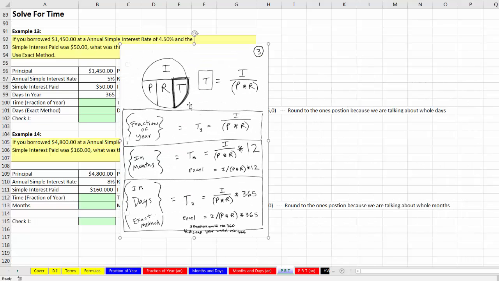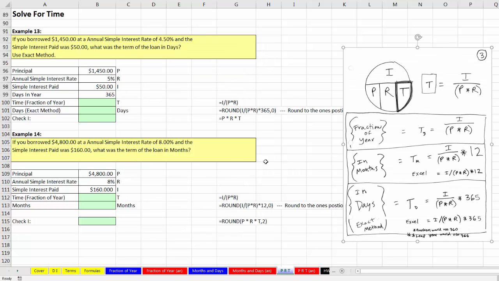Here's our formula. We're solving for time, so it's going to be interest divided by principal times rate. But remember, that calculation will give us the t, which is fraction of a year. So if we want that, that's good. If we don't want that, we want it in months, for example, we simply need to multiply it by 12. If we want it in days exact method, we take fraction of a year and multiply it by 365. We might have to round also since we're dealing with days or years.